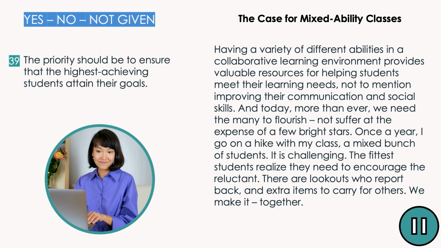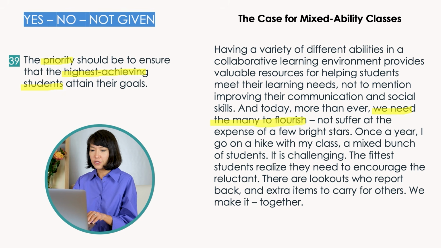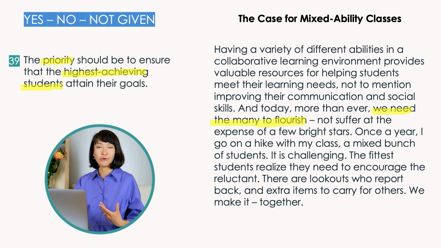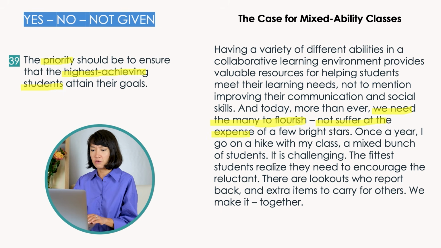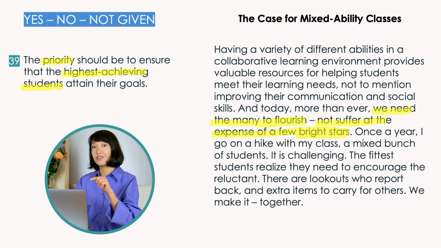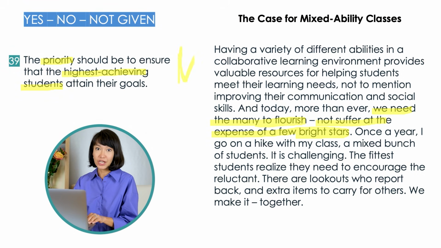And here is the answer. So this one is about the high achieving students and that they should be prioritized. Their goals should be prioritized. But actually, here he says, we need the many to flourish. To flourish is to succeed, to achieve great results, not suffer at the expense of a few bright stars. So bright stars are our high-achieving students. No, they shouldn't be the priority, according to this article. That's why the answer is no.